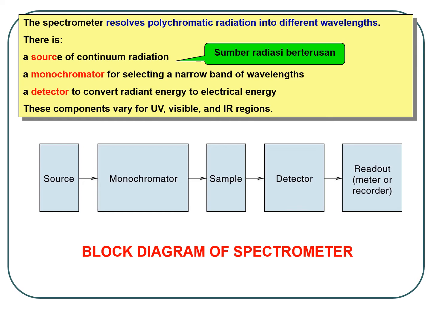The monochromator is basically to select a narrow band of wavelengths, while the detector is to convert the radiant energy to electrical energy. These components vary for UV-visible and IR regions. For the UV-visible region, we will use the continuum source, while for the atomic absorption spectrophotometer, we will use the line spectrum.